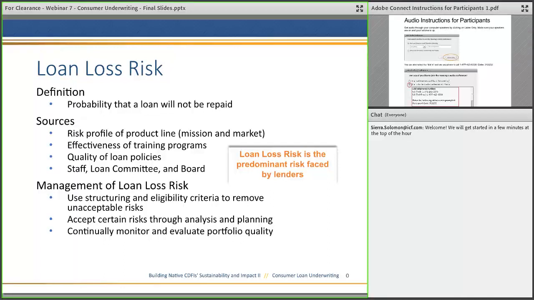As CDFIs, we're not making the loans that banks are making. If banks were, we would not need to exist. So we accept that inherently the loans we make are a little bit riskier. But that can still be broken down by the types of loans that we're making.